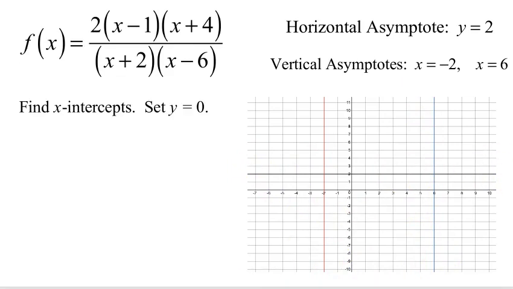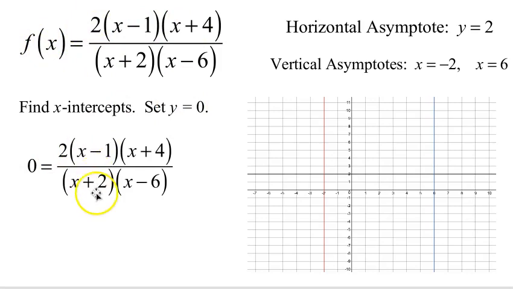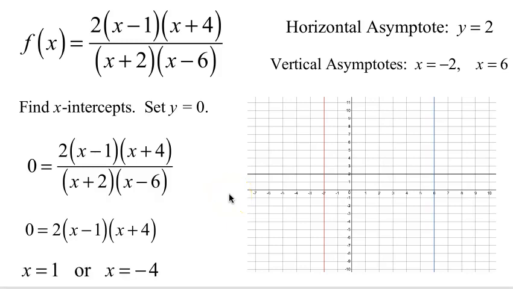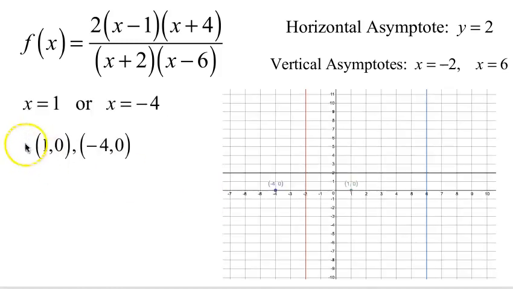Next up, I want to find the x-intercepts, where it crosses the x-axis. I will do that by setting the y value, or f of x, equal to 0. So 0 will equal this function. Now, when does 0 equal a fraction? That happens when the numerator is 0. Of course, we can never divide by 0. So I need 2 times x minus 1 times x plus 4 to equal 0, which will occur when x is 1 or when x is negative 4. So those will be our x-intercepts. Both (1, 0) and (negative 4, 0) will be points on the graph. And you can see I've identified those.